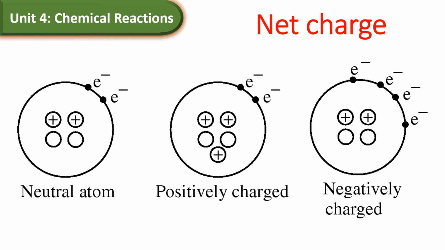So here is the summary of your net charge. If an atom is not positive nor negative, then it is neutral, meaning it has a 0 charge. If an atom is positively charged, meaning +1 or +2 or +3, we call them a cation. And if an atom is negatively charged, meaning it's -1, -2, or -3, then we call them an anion.